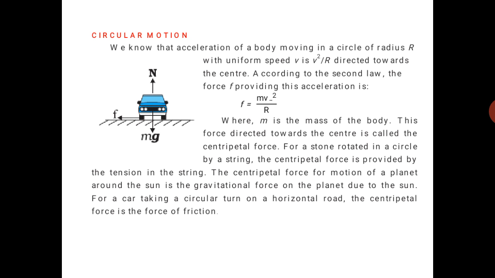So, today we have to discuss circular motion. The term circular motion means any object which is revolving around a fixed point, or the path traversed by that particle is like a circle. Or simply you can say the particle is moving along the circumference of a circle.